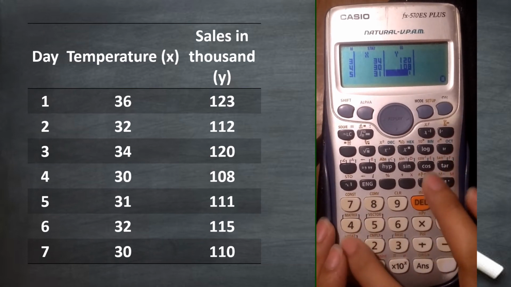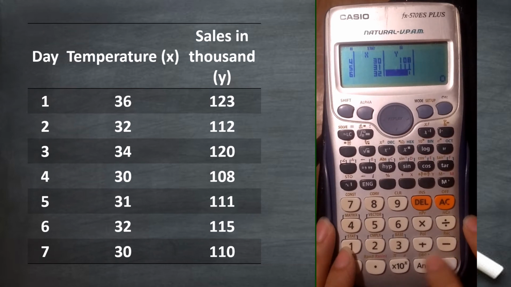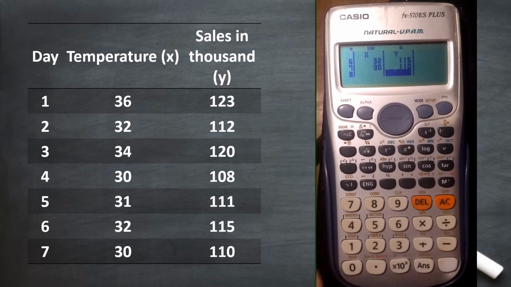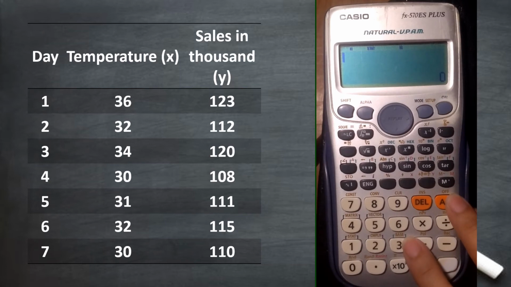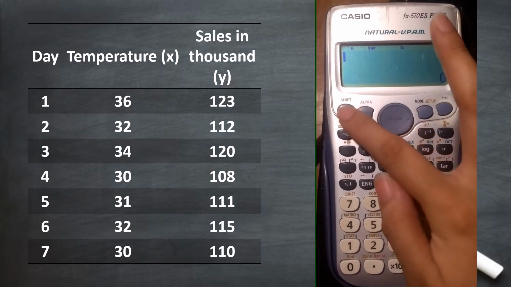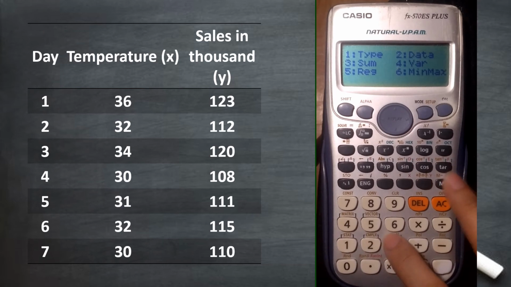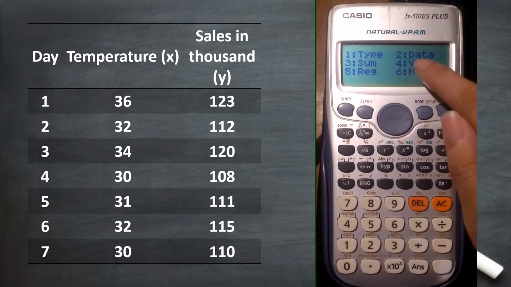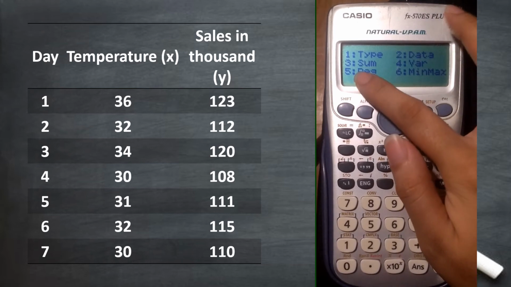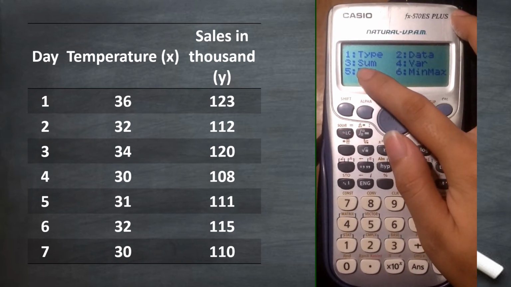108, 111, 115, and then 110. After inputting all the numbers, you have to press on. And then, last time, we pressed shift, then stat, and then we pressed VAR, but this time we have to press sum, because we have to get the summation of x, the summation of y, the summation of x times y, the summation of x squared, and the summation of y squared. So we're talking about sum, so we have to press sum.